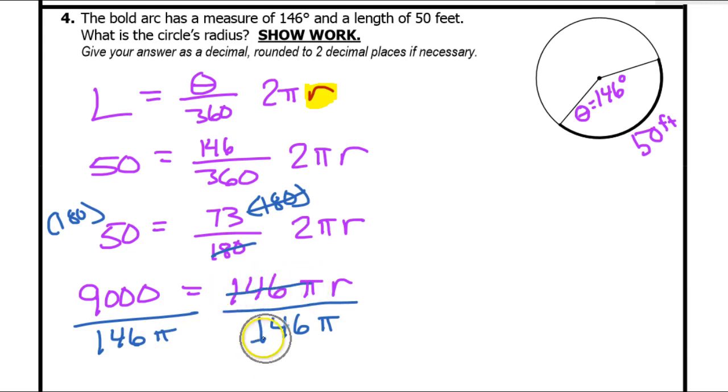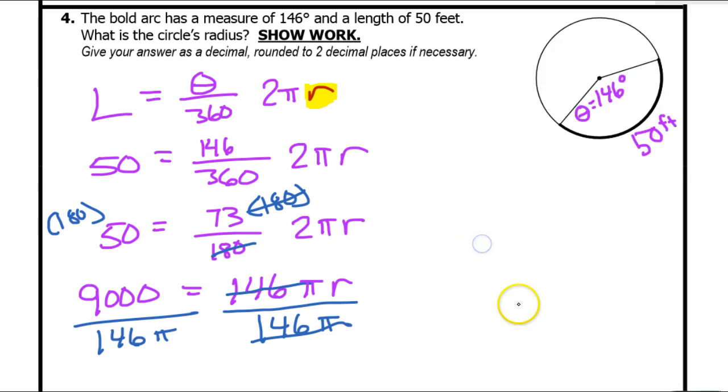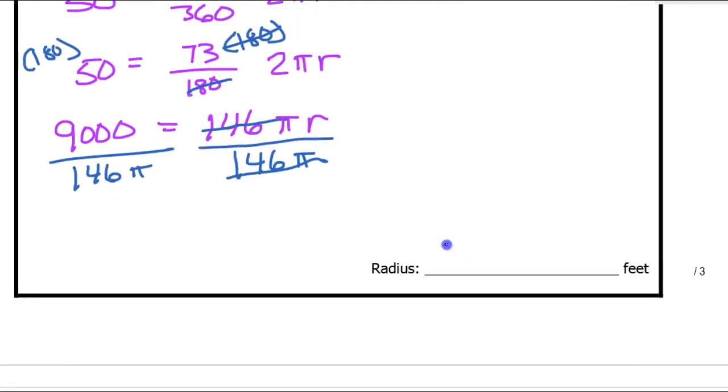All right, so these will cancel each other out, and this should give me the answer. 9,000 divided by 146 pi. So that's 19.62. All right, 19.62 feet.